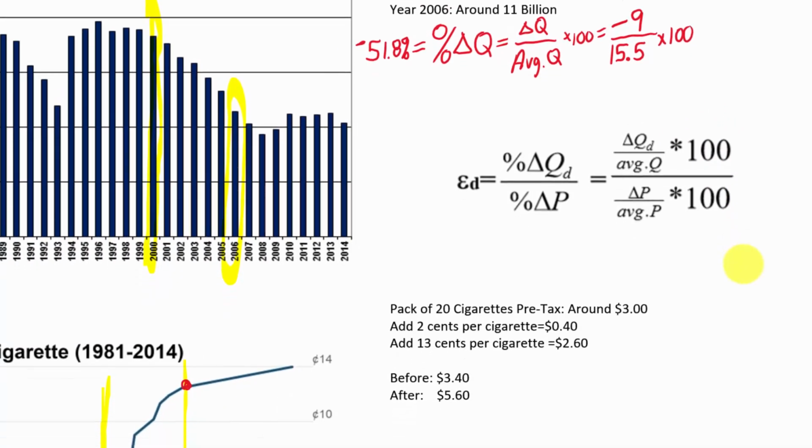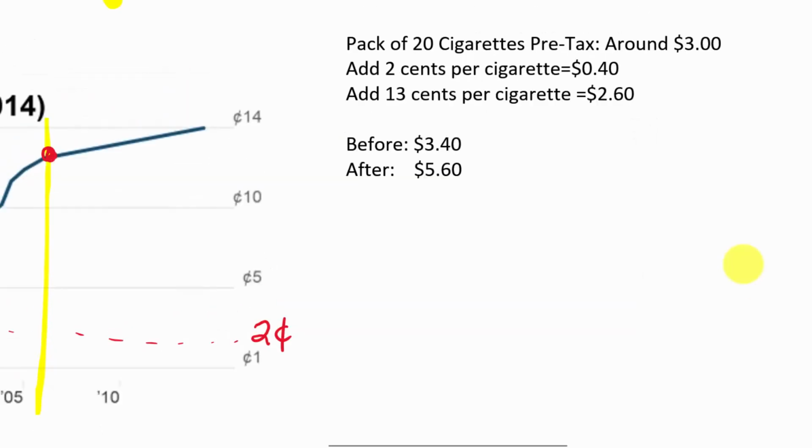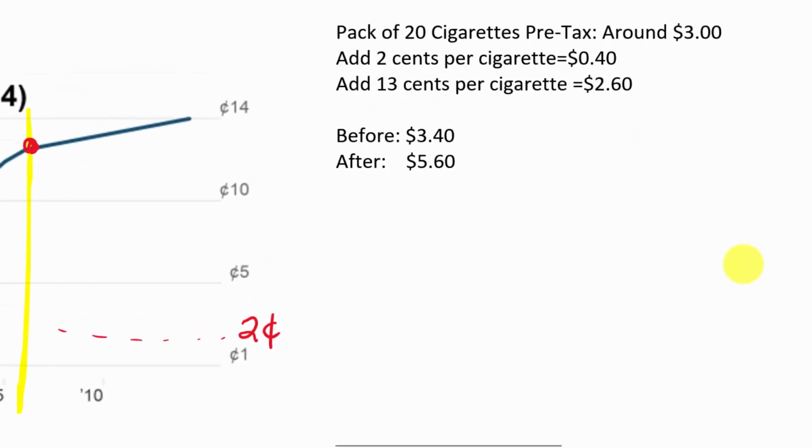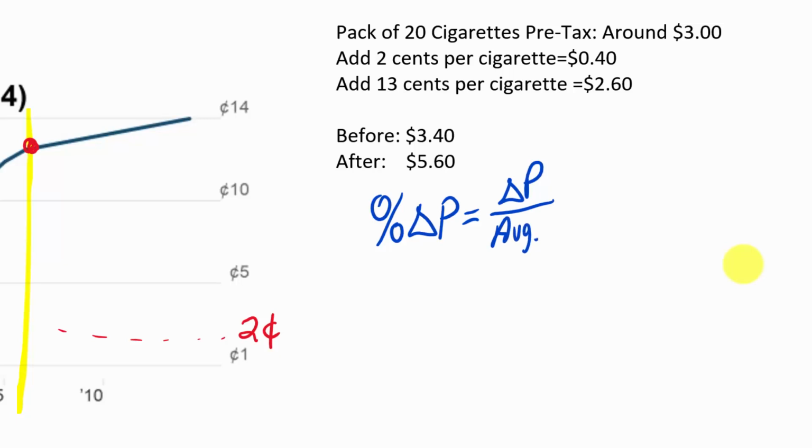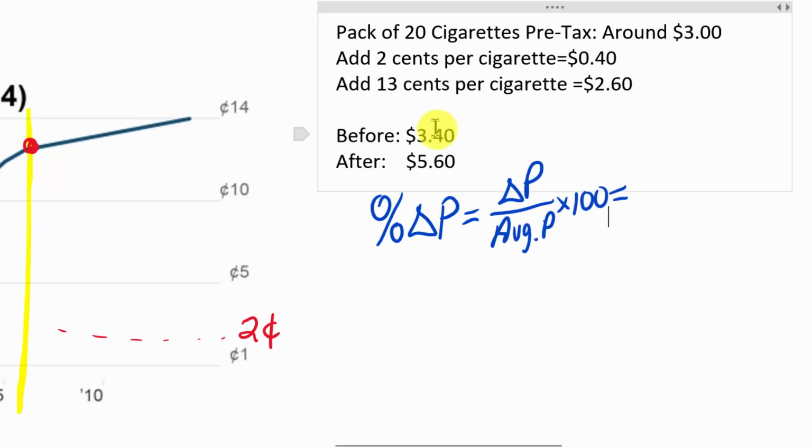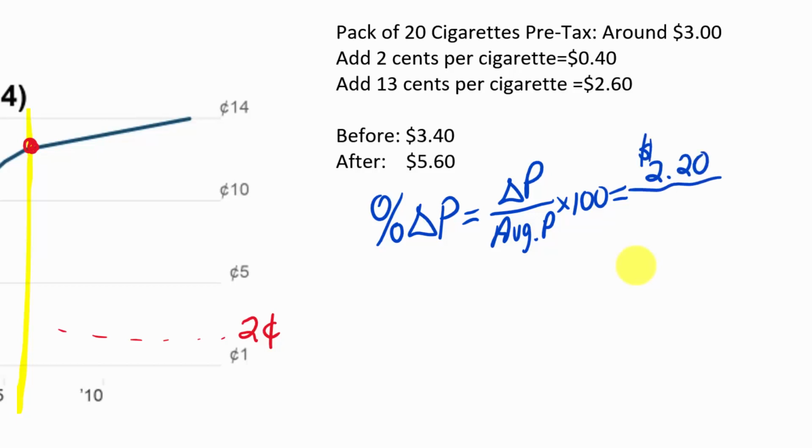So let's go down to our price change here, and let's calculate the price change as a percentage. Percent change in the price is going to be the change in price divided by the average price times 100. Well, the price went from $3.40 to $5.60, so do some subtraction. What was the change in price? We want to do the after minus the before. Looks like $2.20. And then we want to divide that by the average of those two prices to find the midpoint. And we get $4.50 times 100.